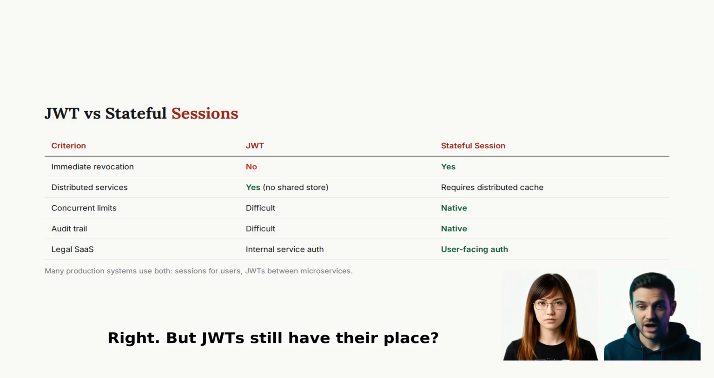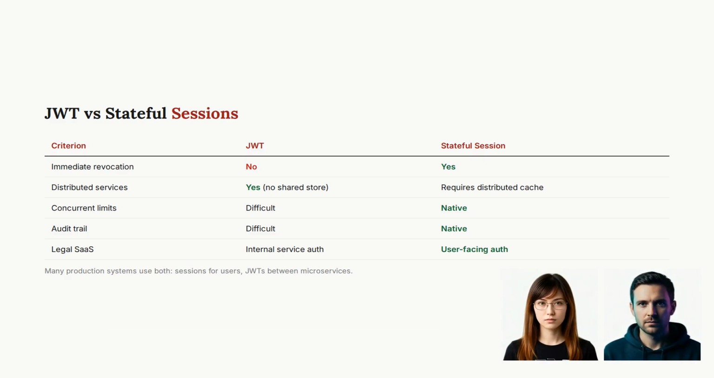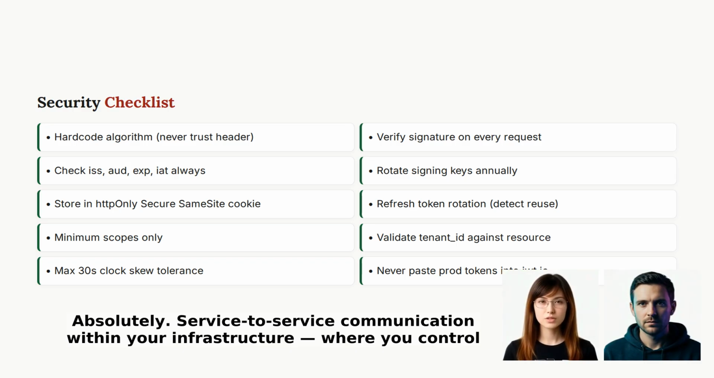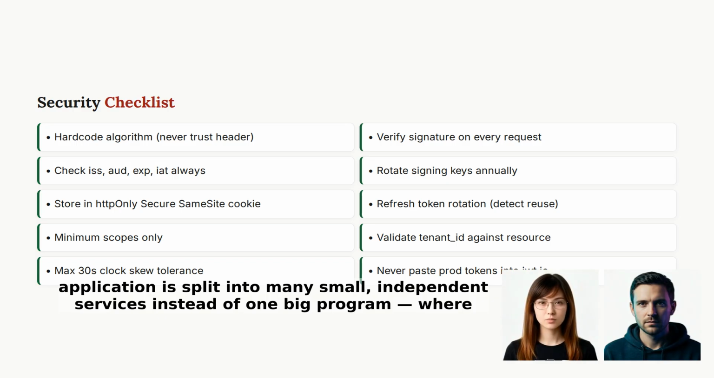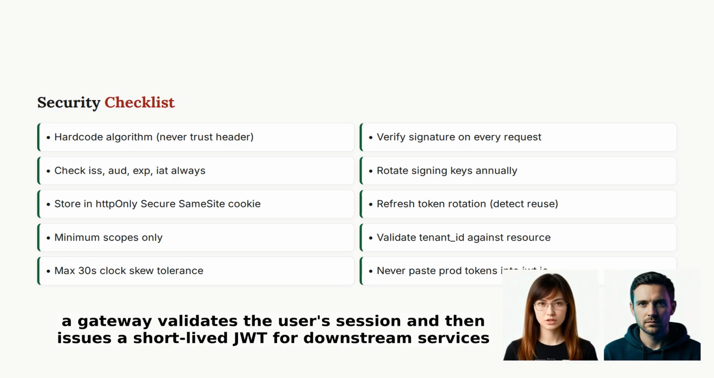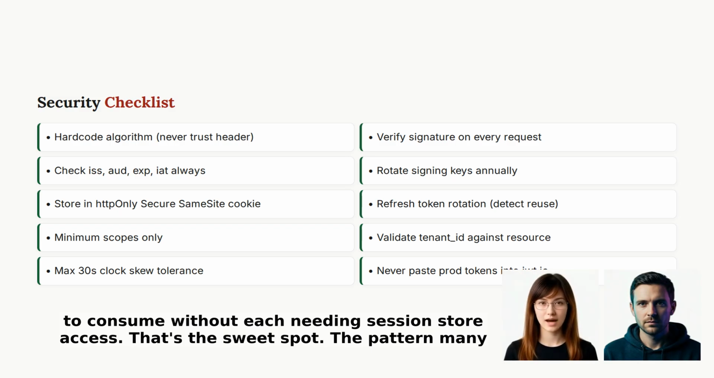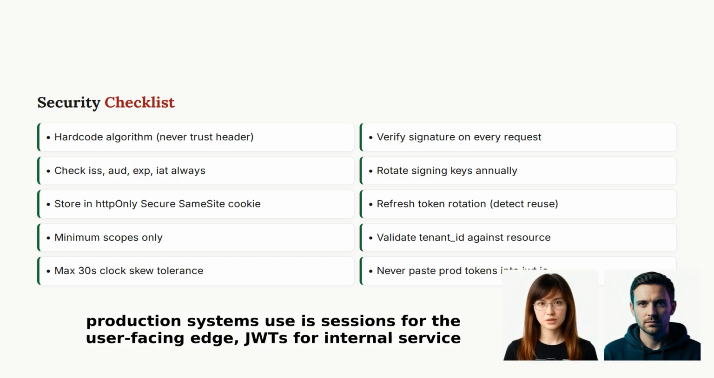Right, but JWTs still have their place. Absolutely. Service-to-service communication within your infrastructure, where you control both sides and revocation is less critical. Microservice architectures, where your application is split into many small independent services instead of one big program, where a gateway validates the user's session and then issues a short-lived JWT for downstream services to consume without each needing session store access. That's the sweet spot. The pattern many production systems use is sessions for the user-facing edge, JWTs for internal service communication.